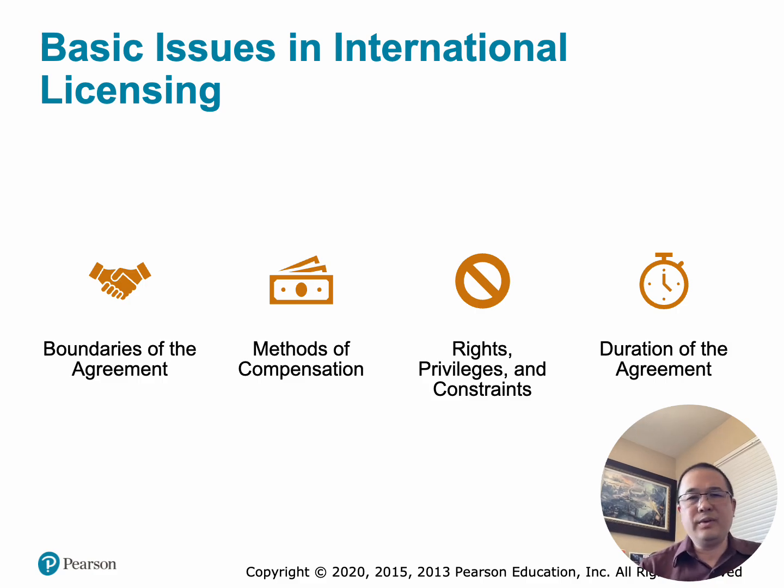And why are these 4 issues critical? Poorly written licensing agreements can lead to IP theft, lost royalties, trademark misuse, territorial disputes, and litigation. A well-structured agreement clearly defines where the license applies, how payments work, what rights are granted, and how long the agreement lasts.